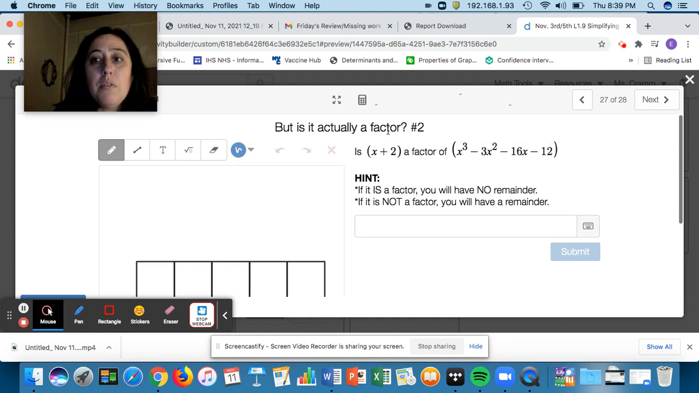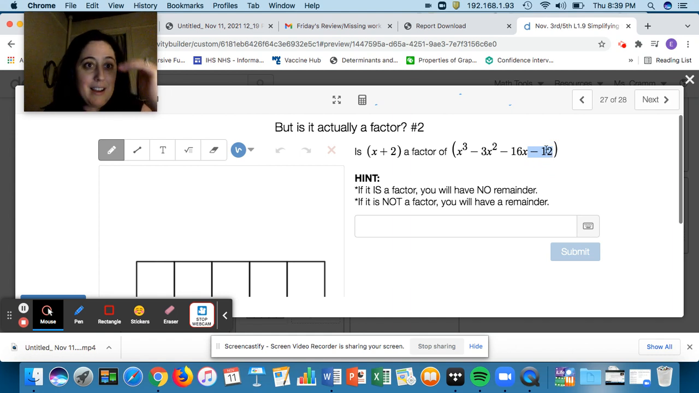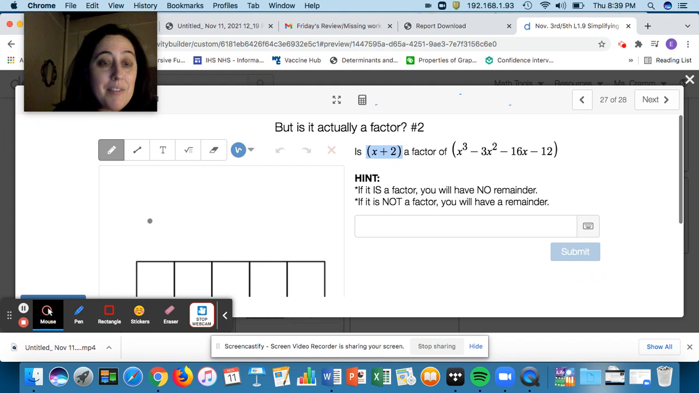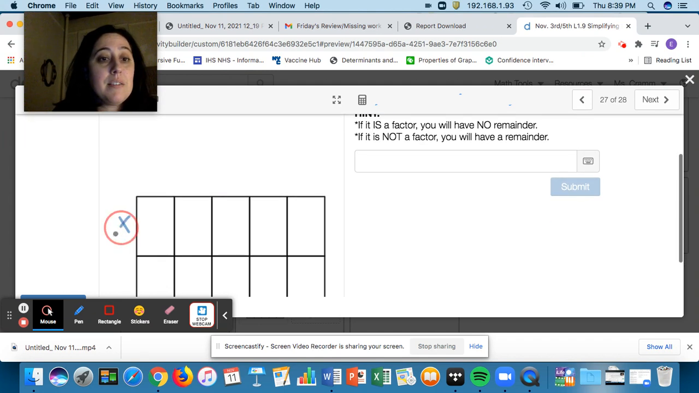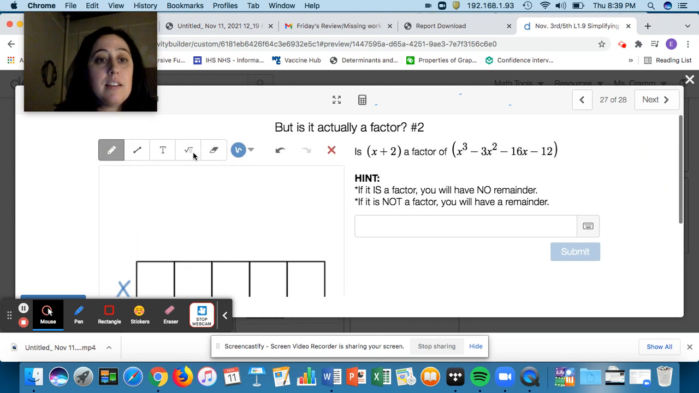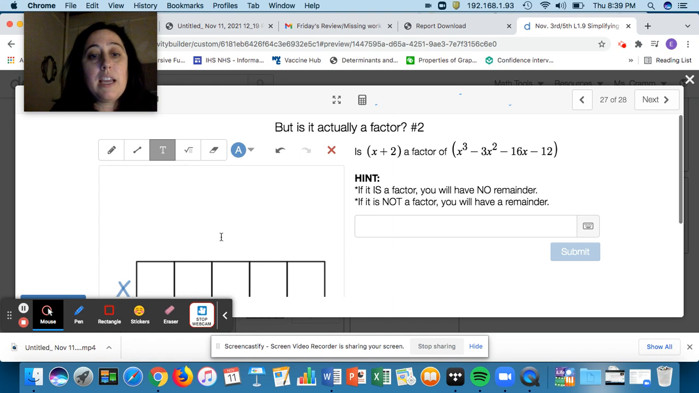All right, same thing here. Is x plus 2 a factor of this x to the third polynomial? I'm going to do exactly the same process. Is the last term that I end up with in the bottom right-hand box negative 12? If it is, great, x plus 2 is a factor. If it's not, x plus 2 is not a factor. Again, factors go outside of the box, so I'm going to put this x plus 2 here. Inside of the box, I'm going to write it here.